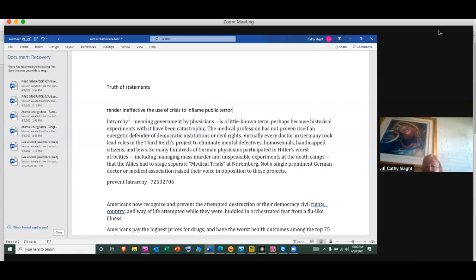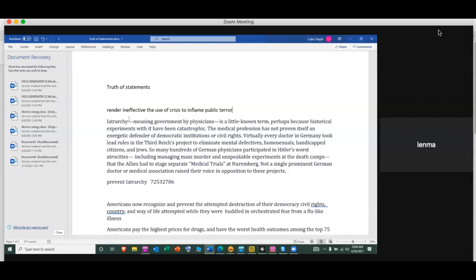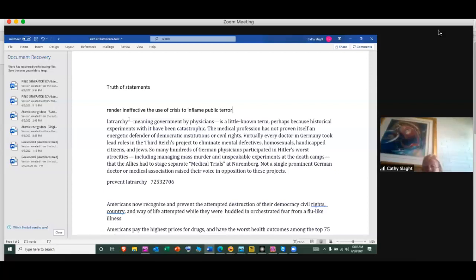Did any of you know that? No. I know a lot of them were bribed to do it. They would capture their families and stuff like that. Yep, it says not a single prominent German doctor or medical association raised their voice in opposition to these projects.